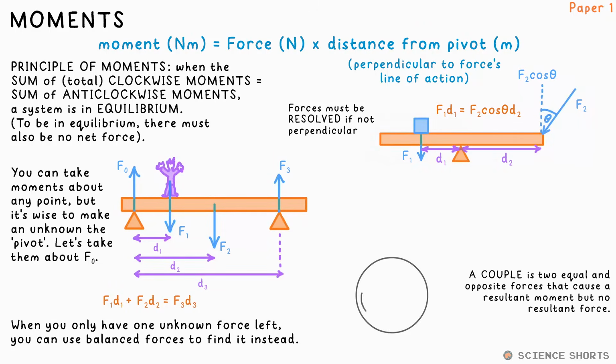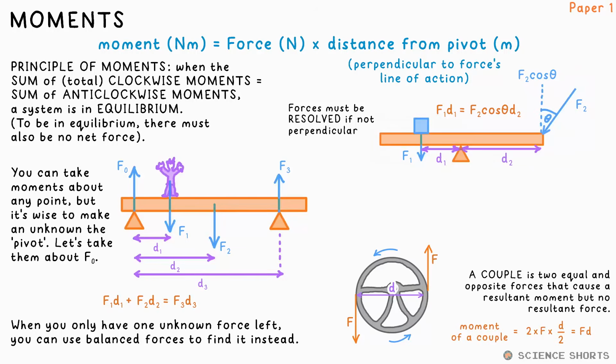A couple is defined as two forces acting in opposite directions on an object such that they produce a resultant moment but no resultant force, meaning that the object will start to spin if it wasn't already, but will not accelerate. It won't start moving if it was stationary before. It's not an equilibrium as it's only satisfied one of our two conditions.